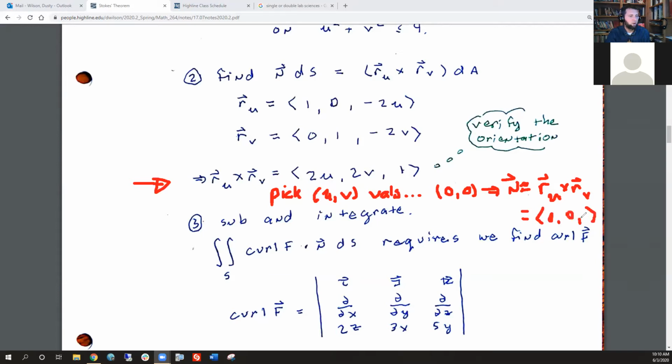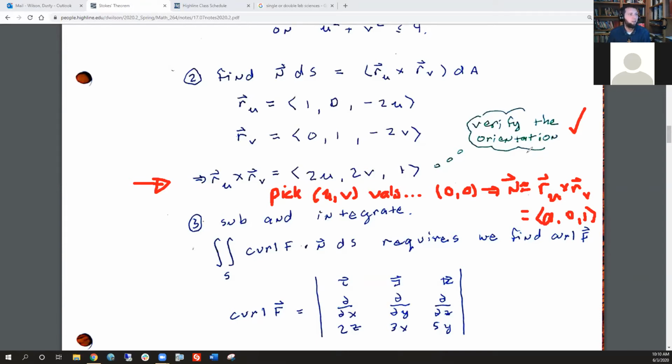And does 0, 0, 1 point up or down? Up. It points up. So is the orientation correct? Yes. So we verified that the orientation is correct, and so the sign of our result is going to be correct. Do we need to check only one point?